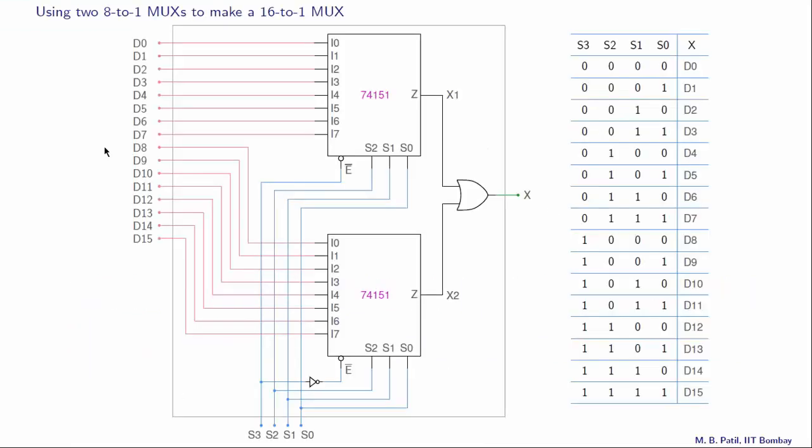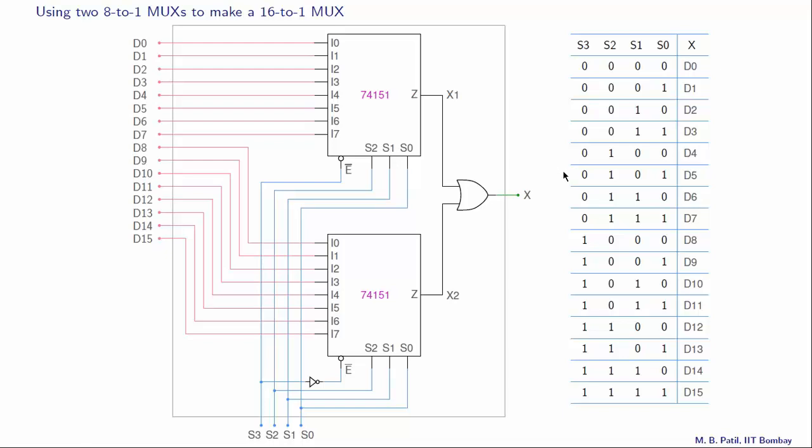Let us now take up this problem in which we have two 8-to-1 multiplexers and we want to make up a 16-to-1 multiplexer using these two. So here is the 8-to-1 MUX 74151. It has 8 input lines I0 to I7, 3 select lines S2, S1, S0, and it also has an enable pin, and this enable pin is active low. That is why it is denoted by E bar. So we have two of these, and using these two we want to make up a 16-to-1 multiplexer. So let us see how to go about doing that.